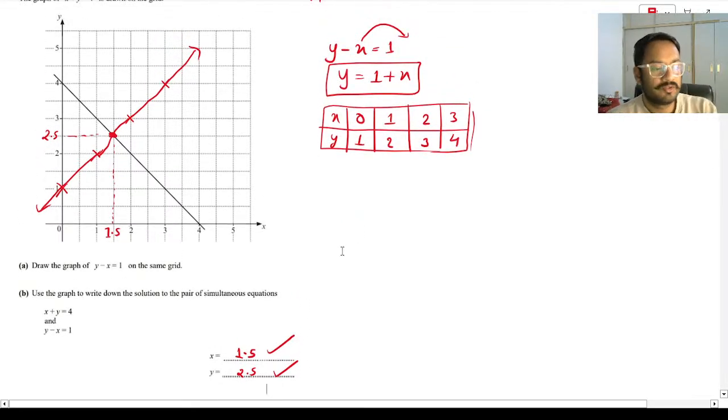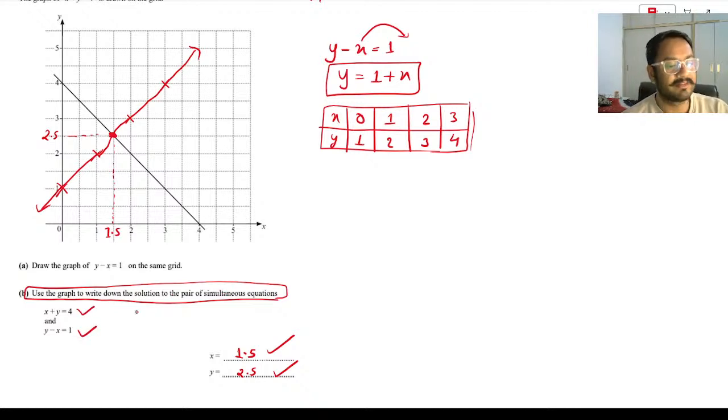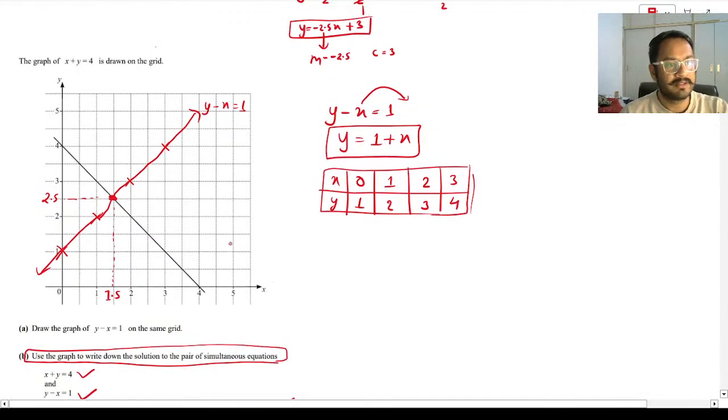Now see here, use the graph to write down the solution of the pair of simultaneous equations. Here is the simultaneous equation, but we have used the graphical method. If you remember, 2-3 days before, I made you write about simultaneous equations. There are two methods: one is the algebraic method and one is the graphical method. So this is called the graphical method of solving simultaneous equations, because we have two equations. This is the equation y minus x is equal to 1, and one line is already drawn for you, that is x plus y is equal to 4.